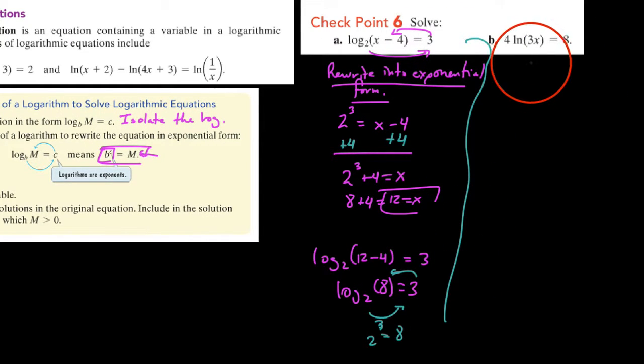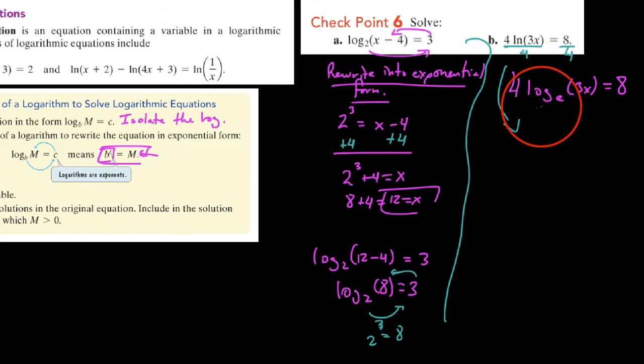Taking a look at letter B here, what I wanted to do is make sure that we involve an example that has a natural log, or a log base e. Let's remember that this expression here, we don't write it this way, but it means the same thing as this. When we rewrite this, first things first, let's isolate the log by dividing both sides by 4. We have the ln of just 3x equaling 8 over 4, which is 2.